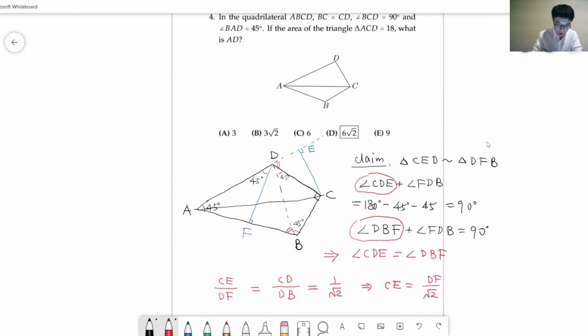Now let me set AF to be X, and we must have DF also equals X. So AD must be root 2 X. By this ratio, we know that CE is DF divided by root 2, so it's X divided by root 2. All right, we are ready to express the area of triangle ACD.